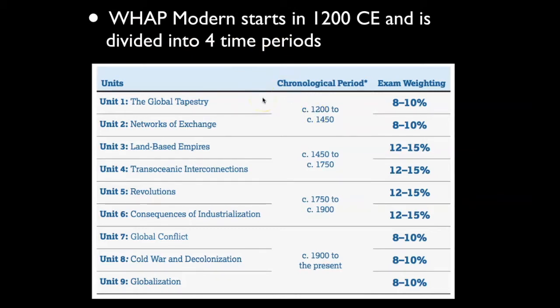So AP World History Modern starts in Period 1, which is Chapter 1, which covers the period from 1200 to 1450 CE. Period 2 is from 1450 to 1750. Period 3 is 1750 to 1900. And then period 4 is 1900 to the present. And you'll note that these different time periods are not weighted equally on the AP World History exam.